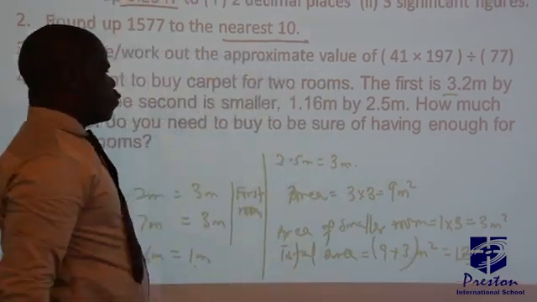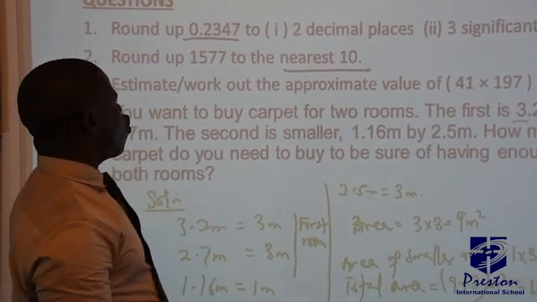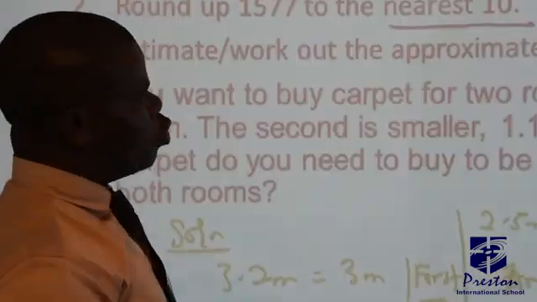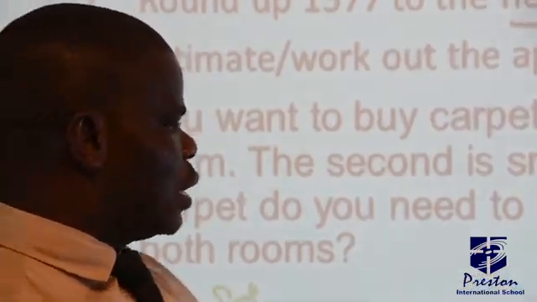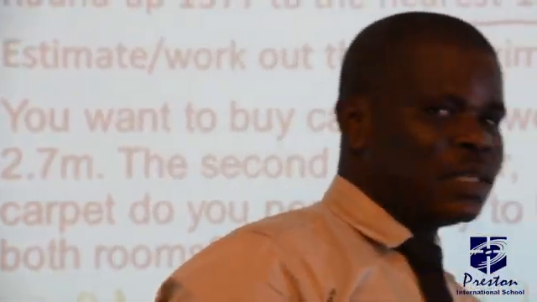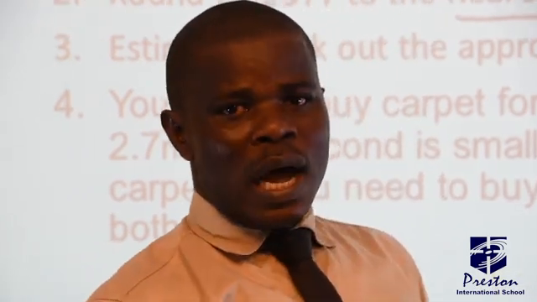So you can see that if you buy that carpet of that area, then it will be enough to cover the two rooms. So the actual thing may be something around 11.4 meters square. So you can see now you have excess. Instead of you getting something that will not be enough, you now have excess. So that answers the whole question.